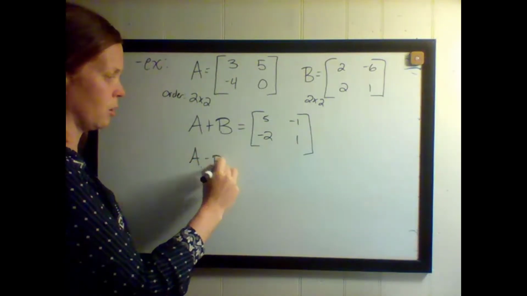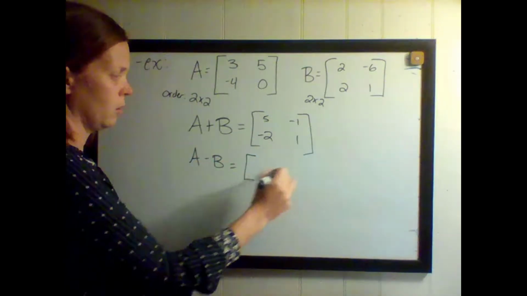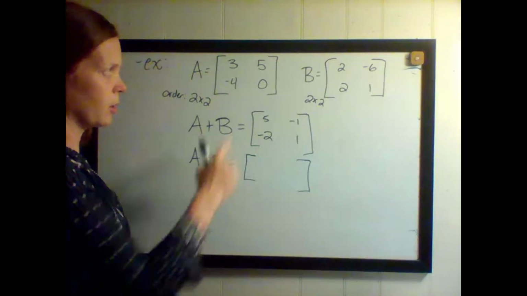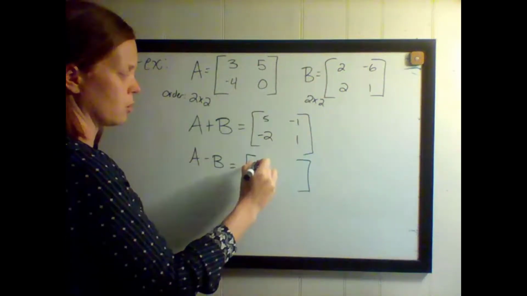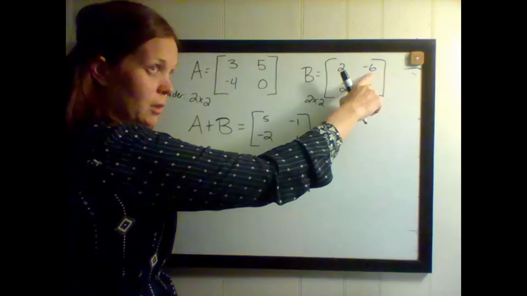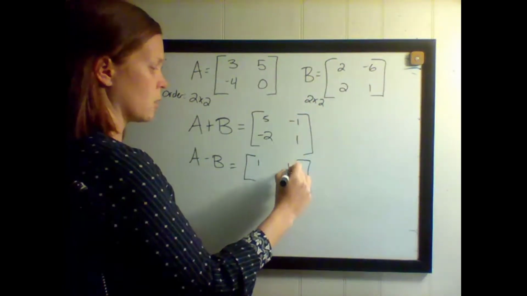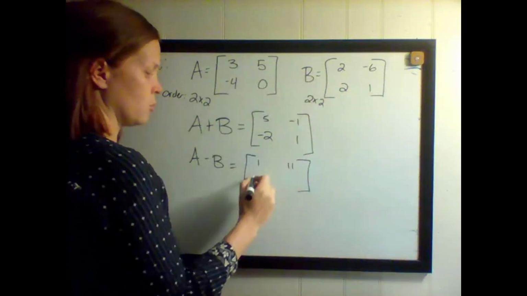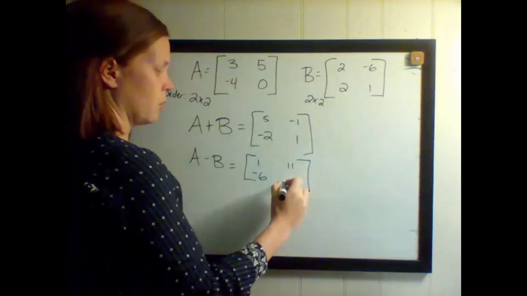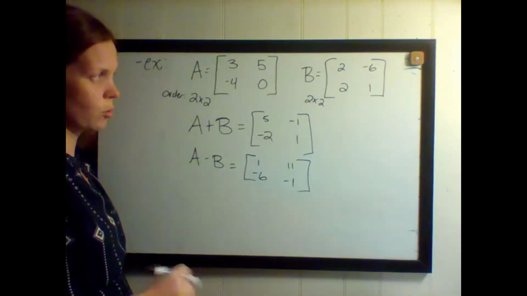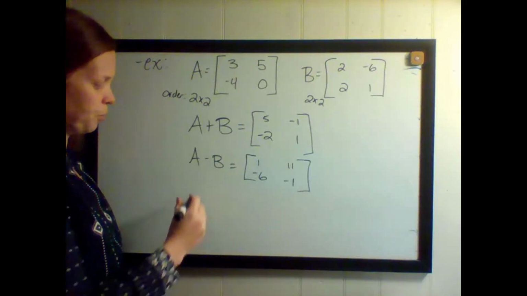Same with subtraction. If we want to do A minus B, we just subtract the corresponding values. 3 minus 2 is 1. 5 minus -6, minus -6 will turn into plus, so 5 plus 6 is 11. -4 minus 2 is -6. 0 minus 1 is -1. So we just do the corresponding values.